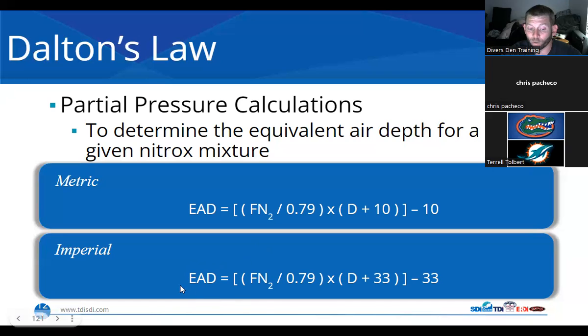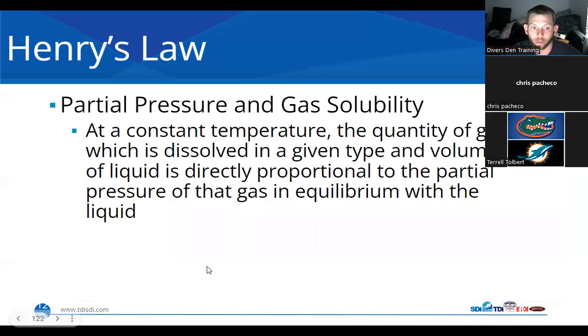So what you use equivalent air depth for is if you were ever using Nitrox and all you had was an air table, you would use this equation to convert your Nitrox mix to an equivalent air depth, and then use that air table with the equivalent air depth. Does that make sense? So you run the equation, whatever number you get, you look at the chart, and then you treat that Nitrox mix like it's air at the equivalent air depth. That's it.